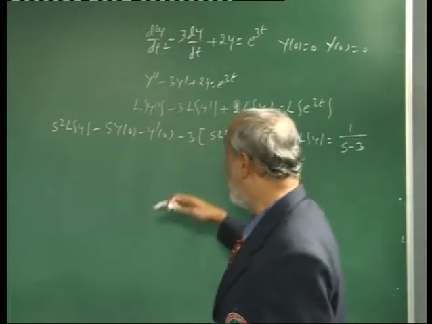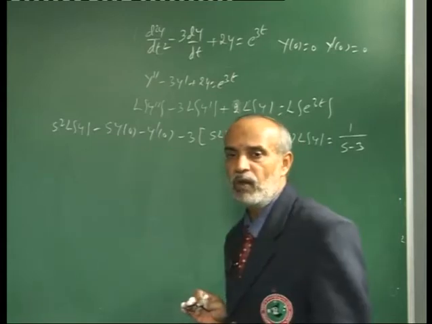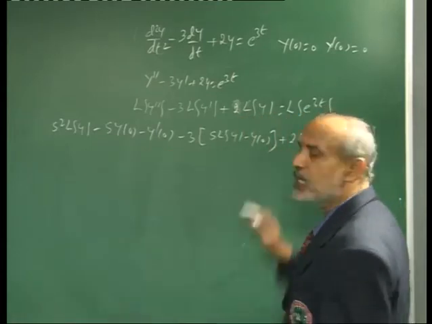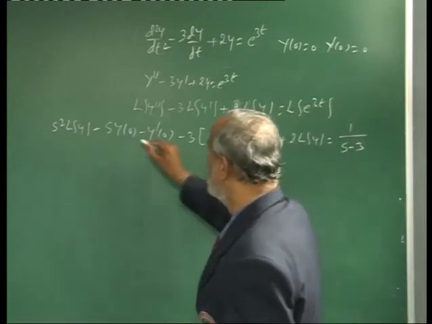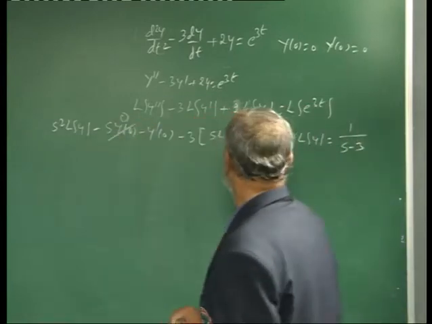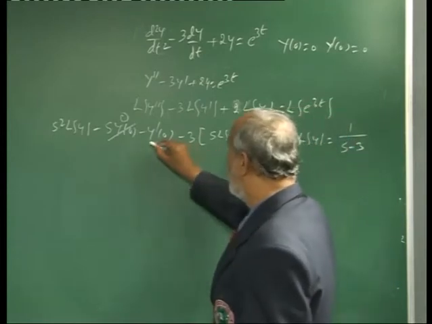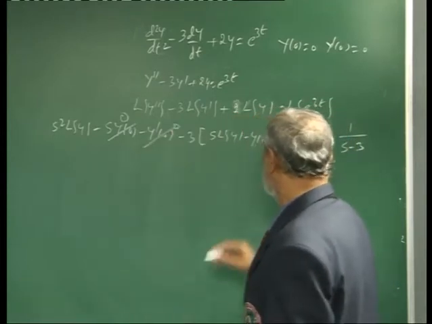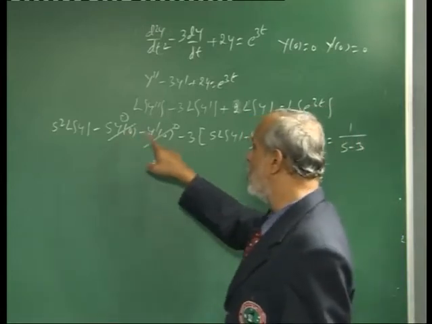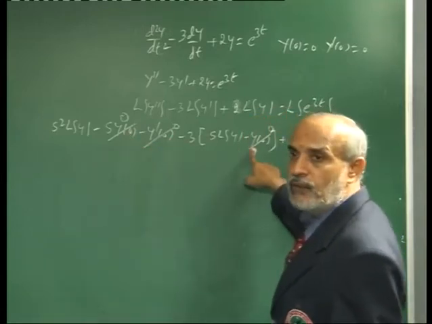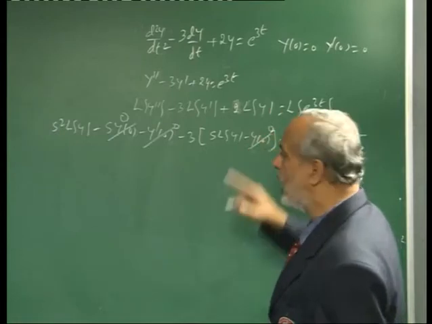So after applying the Laplace transform derivative formulas, now you can substitute the initial conditions. What are the initial conditions? y of 0 is equal to 0, and y dash of 0 is also 0. So s into y of 0 is also 0, and y dash of 0 is 0, by using the initial conditions.